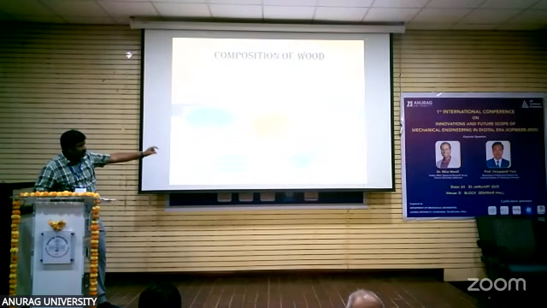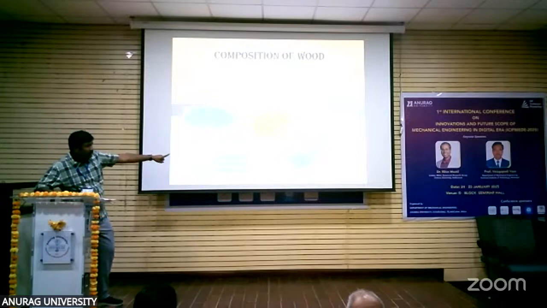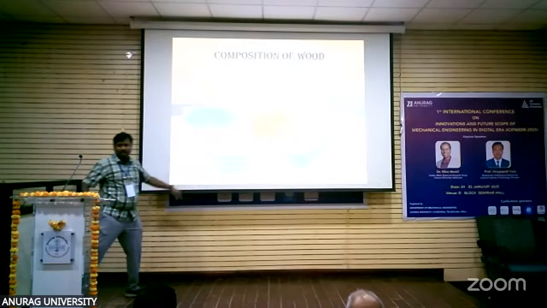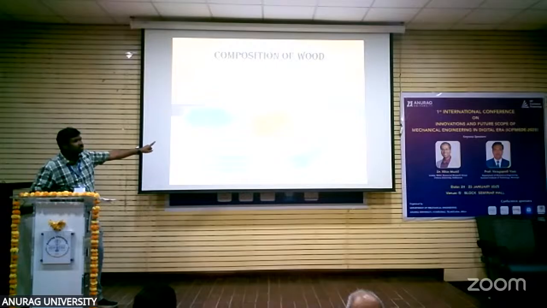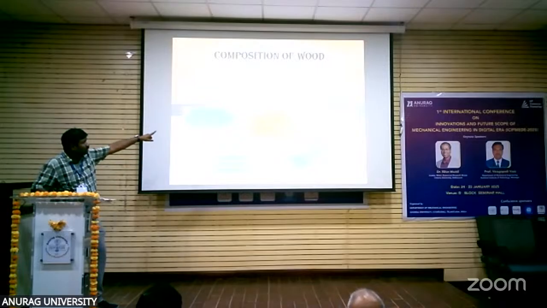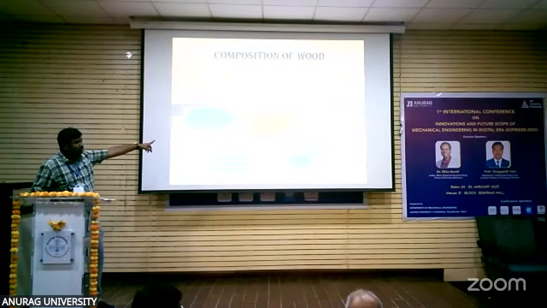In that cellulose there are small structures, that is hemicellulose. This hemicellulose is bonded with lignin. Lignin is a gum-like material which bonds the hemicellulose. Now we can remove the lignin here.